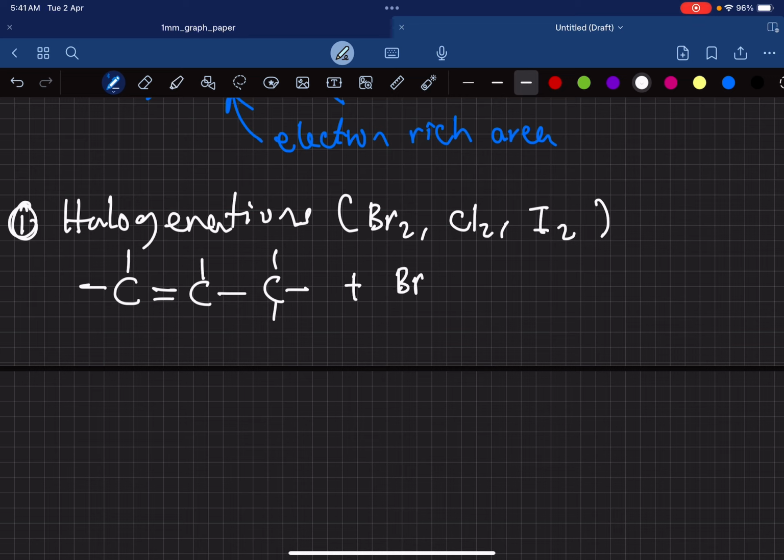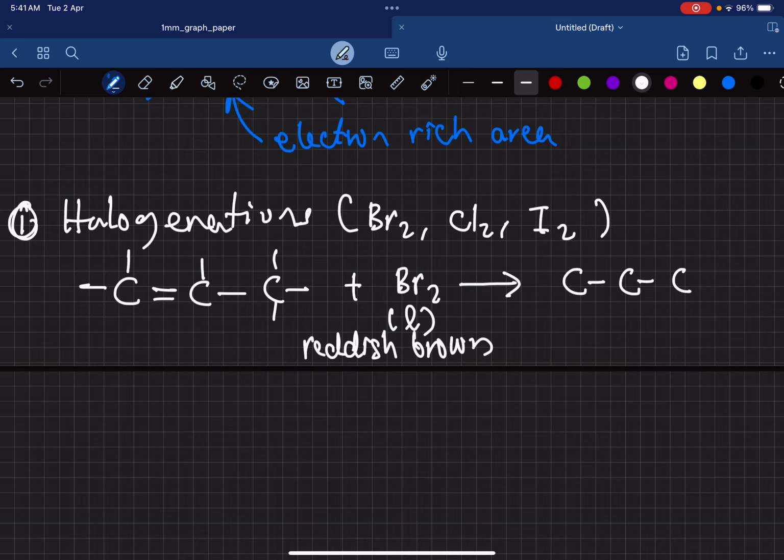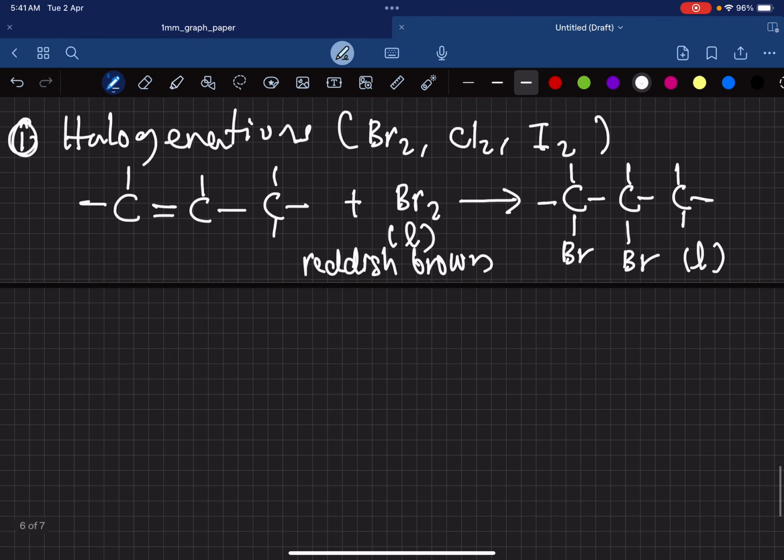Bromine is a reddish brown color. When you add it to an alkene, it undergoes decolorization. This is a test which is normally done for unsaturatedness. If you want to know if something is unsaturated, you add bromine, and the color becomes decolorized. That means reddish brown becomes colorless. So this is a test that we do for alkenes, or anything that has double bonds. Bromine adds on both sides.